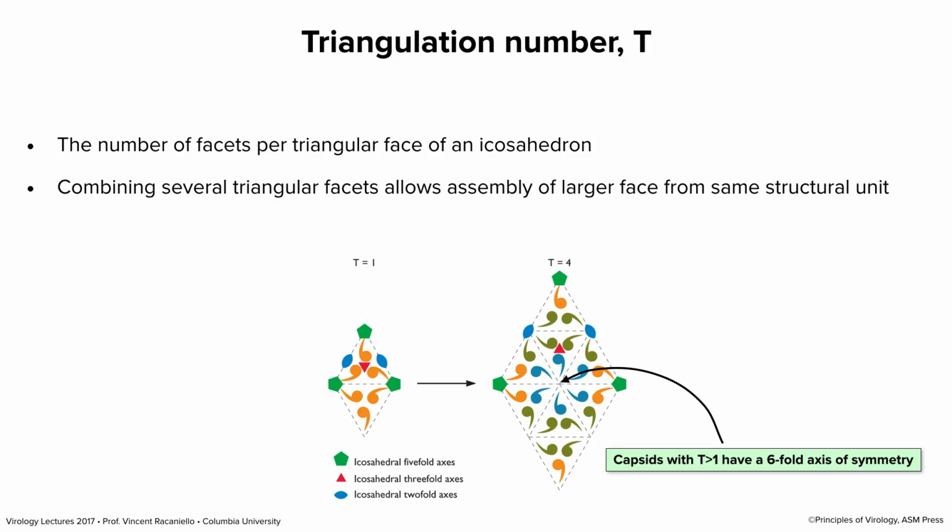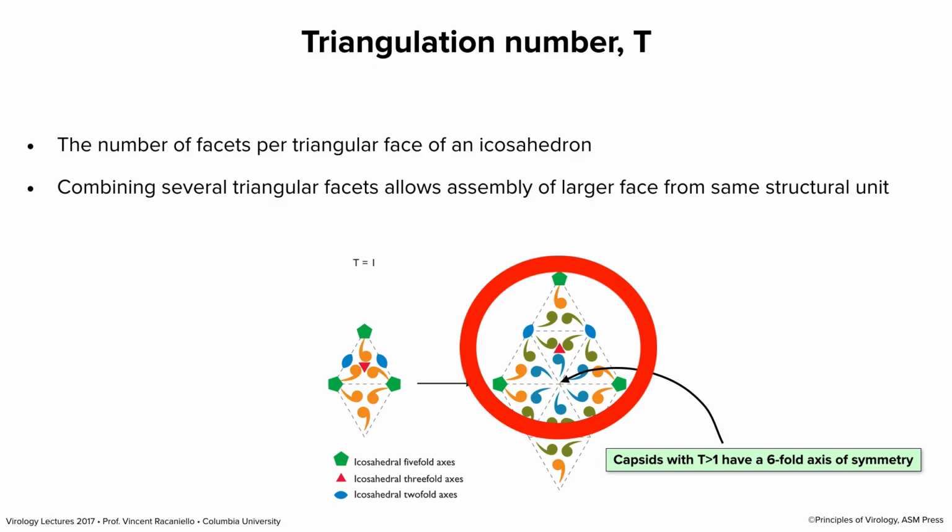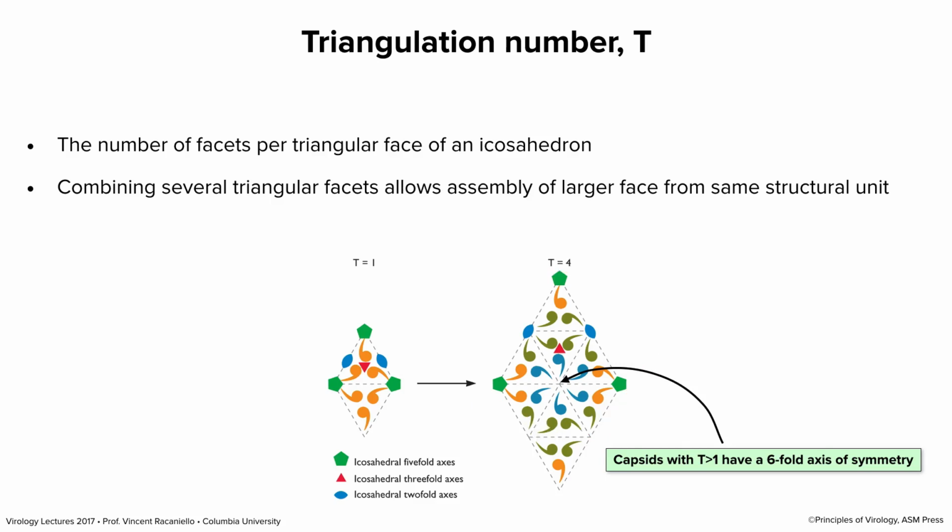A T equals 4 virus is shown on the right. The equilateral triangle is outlined by the green pentamers, pentagons, and you see 1, 2, 3, 4 facets in that triangular face. So that's why it's T equals 4. Now, in reality, the calculation of the number involves a mathematical formula that is beyond us. We don't need to know about it. This is a simple way of explaining what it means. It simply means the number of facets in each triangular face of the icosahedron.